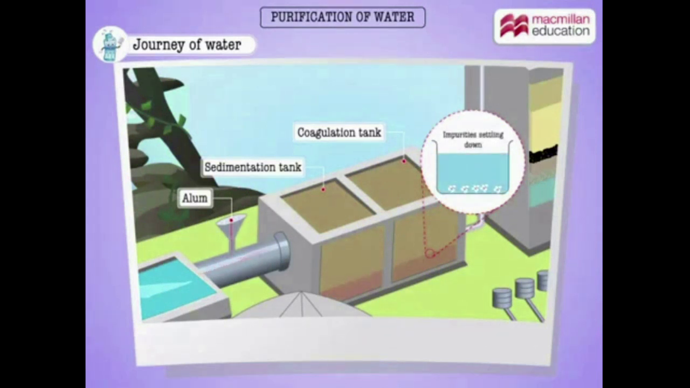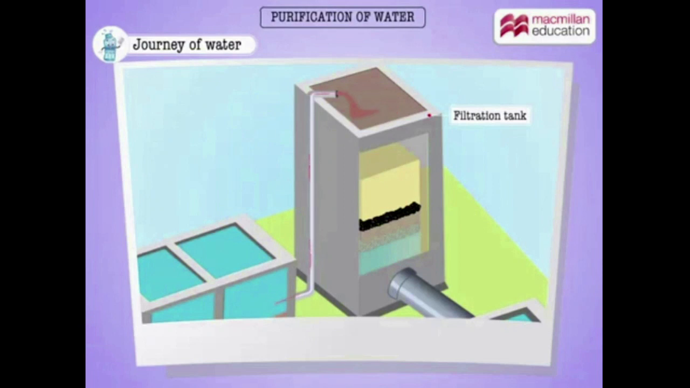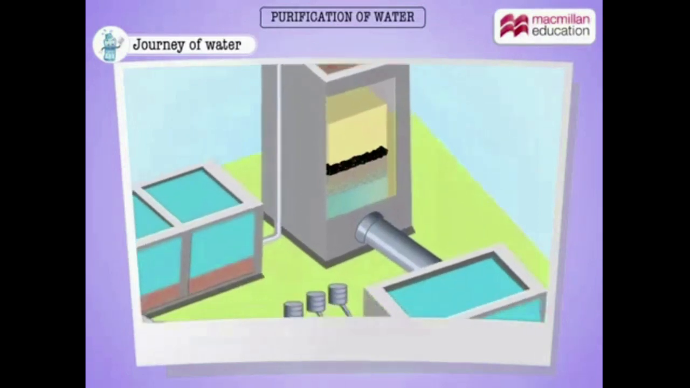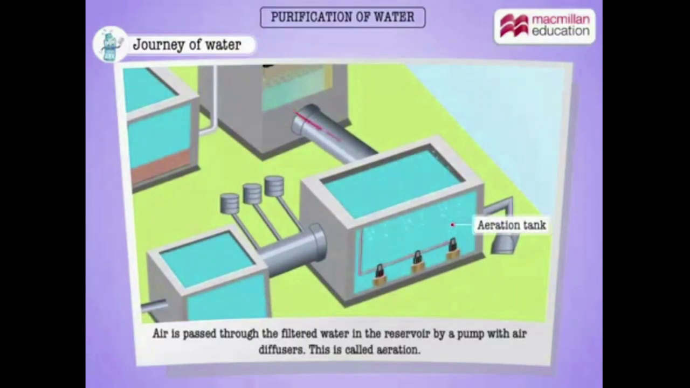In the second stage, water is carried from the sedimentation tanks to the filtration tanks. Here, water is passed through beds of charcoal, sand, and gravel. This process removes the remaining suspended impurities. The third stage of the purification process is aeration. Air is passed through the filtered water in the reservoir by a pump with air diffusers. The circulation of air reduces the concentration of taste and odor-causing substances. This process is known as aeration.